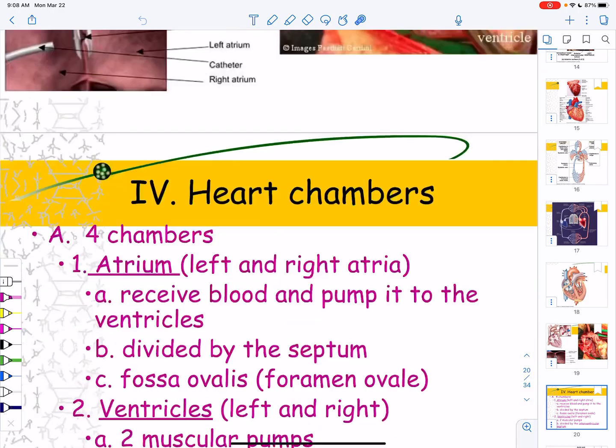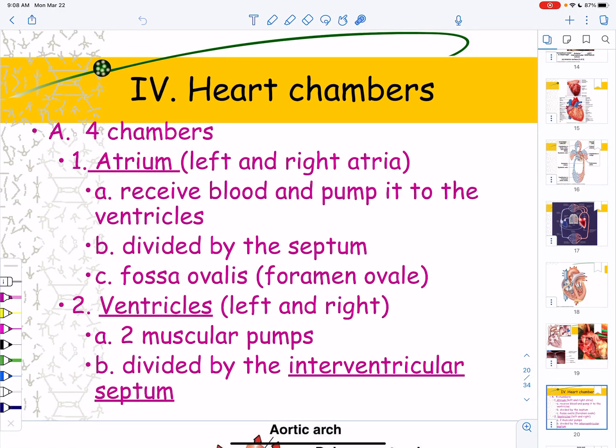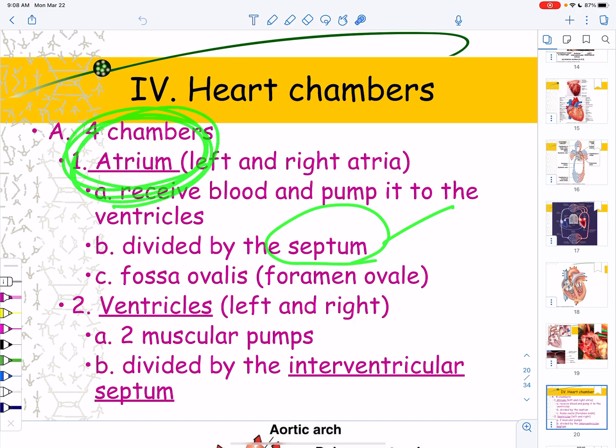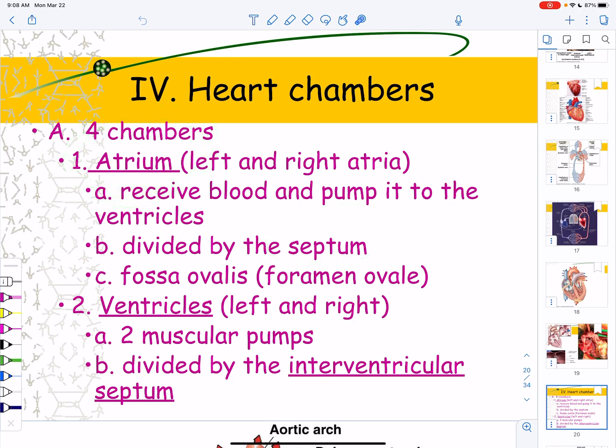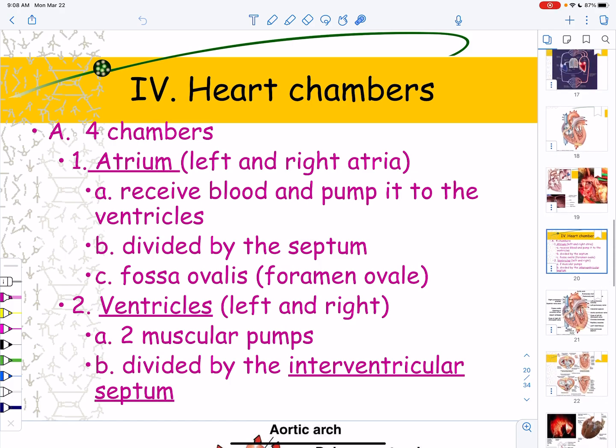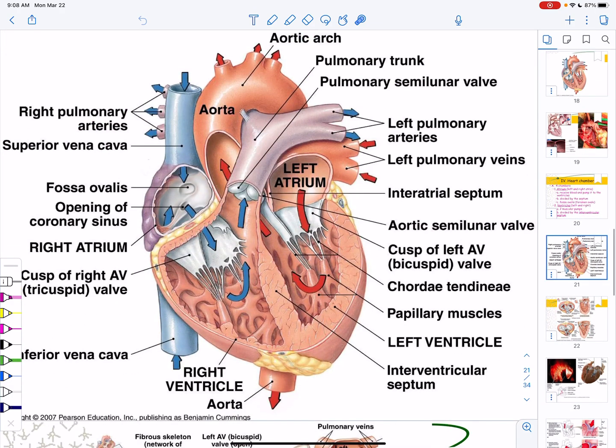The chambers are separated by the septum. This septum is called the interatrial septum, atrial. The septum in the ventricles, the big, strong, muscular ventricles of the left and right, is separated by the interventricular septum. All right, moving on now to those lovely valves we talked about.